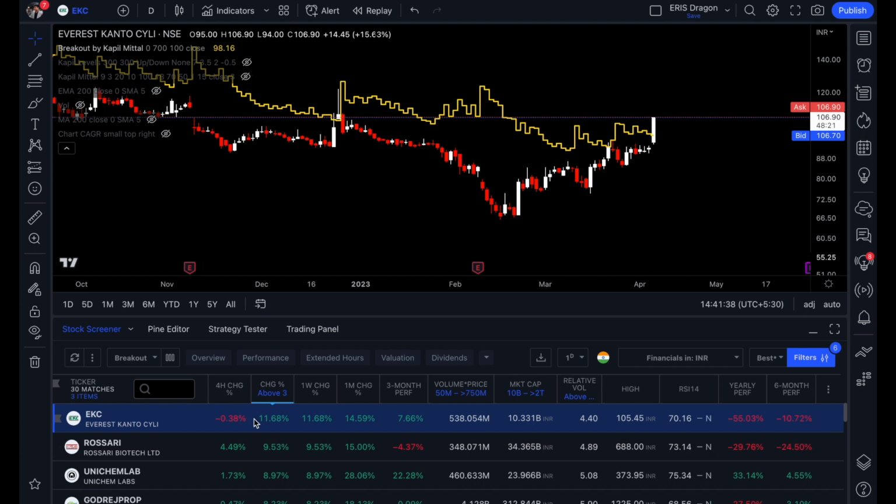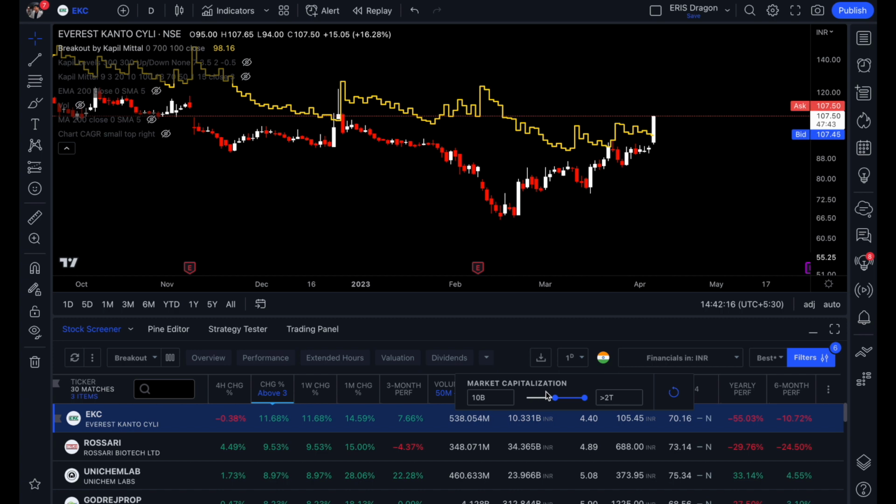I'm going to guide you through all these settings again. For change percent, if you click here on the settings icon, we have to make sure that it is above 3%. So we'll select above and 3 here. Similarly for volume into price, we're going to change it to 15 million. We want to make sure that the volume into price is greater than 50 million, and the reason for that is that we want highly liquid stocks.